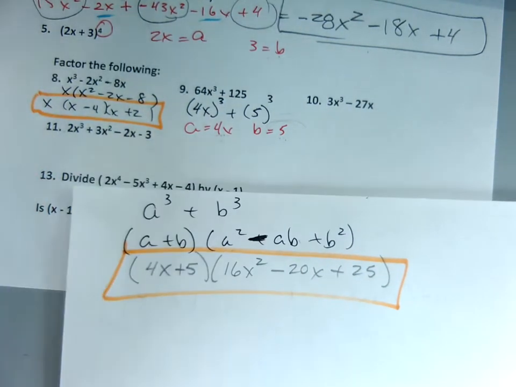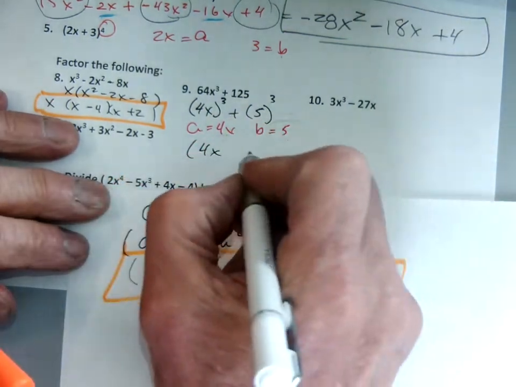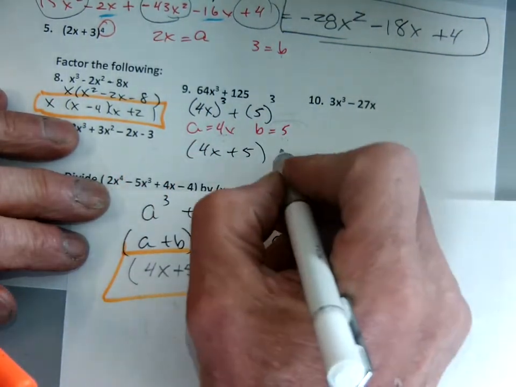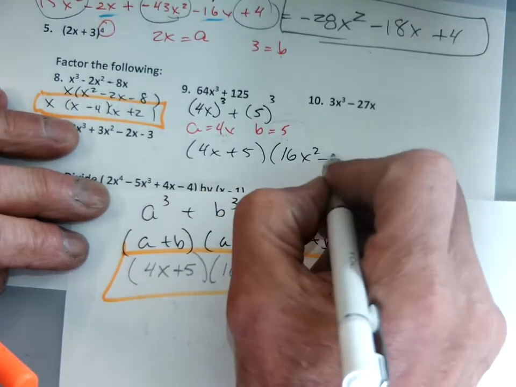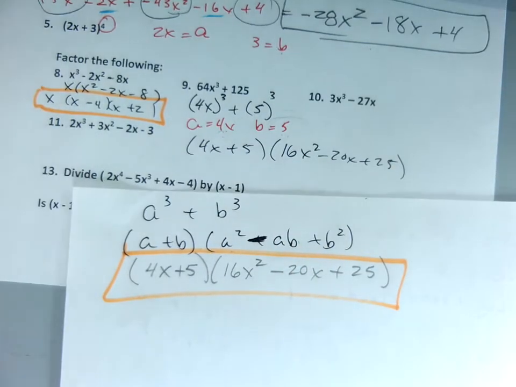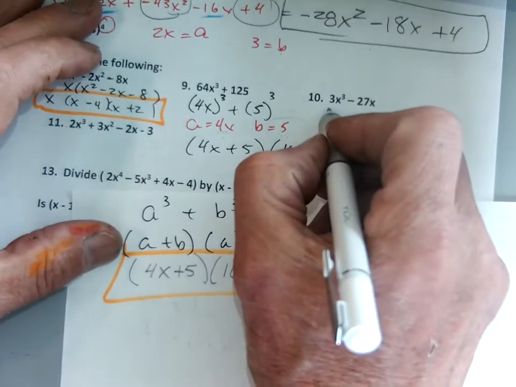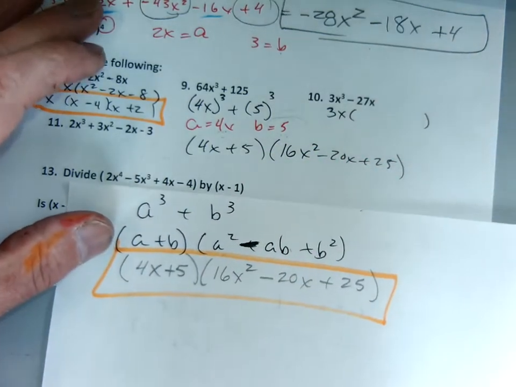Let me write that down here. So it is 4x plus 5, 16x squared minus 20x plus 25. Okay, there we go. Well, let's see if we can make it easier. So if I take out a 3 and an x, it will make the problem easier.